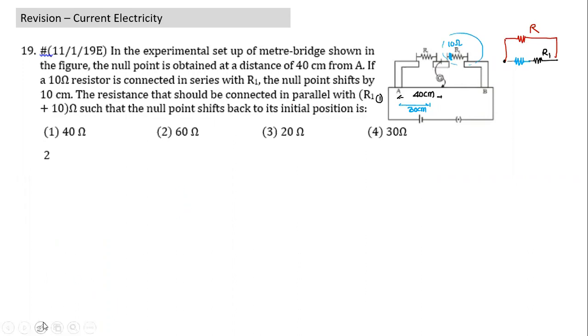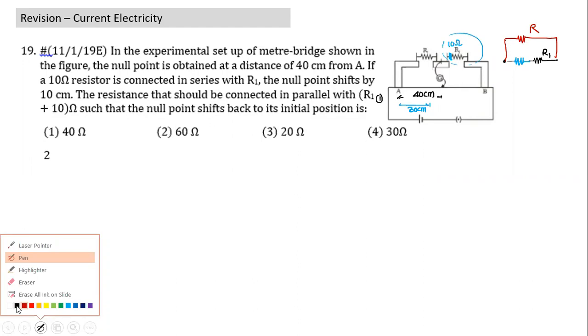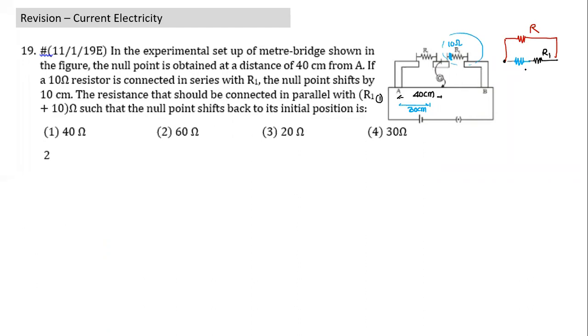How do we solve? We can solve this question in a slightly circuitous way also. But if it shifts back to the original position, what does it mean? It means the ratio has not been changed. If it shifts back to the original condition, the effective resistance should be equal to R1, the initial resistance. Then only it will shift back to the original condition. So I can write this equation. What is the equivalent resistance now? R1 plus 10 into R divided by R1 plus 10 plus R. Something like this you can solve.